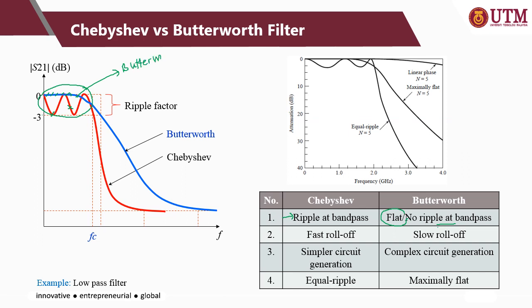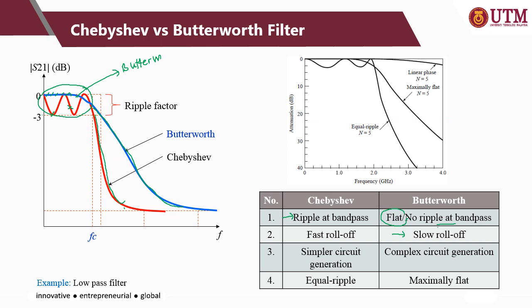And the one with ripple is the Chebyshev. It has fast roll off for Chebyshev. It has the ripple and then it suddenly drops down. This is what is meant by fast roll off, or a higher transition between the passband area and the stopband area. While the Butterworth has a slow roll off. The line drops down, and the transition between the passband and the stopband is a bit slower. It's a bit linear.